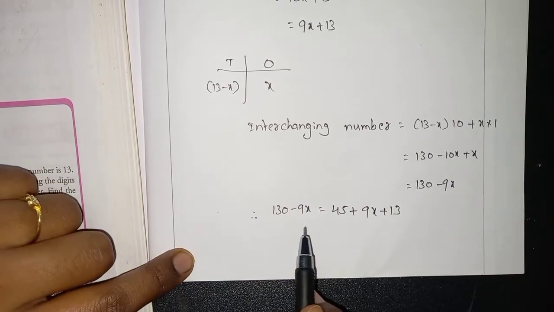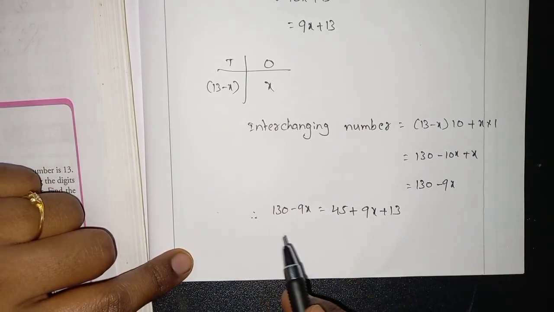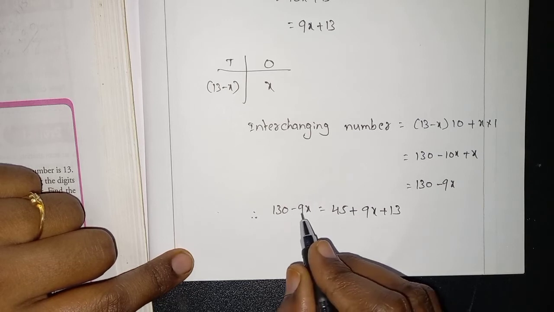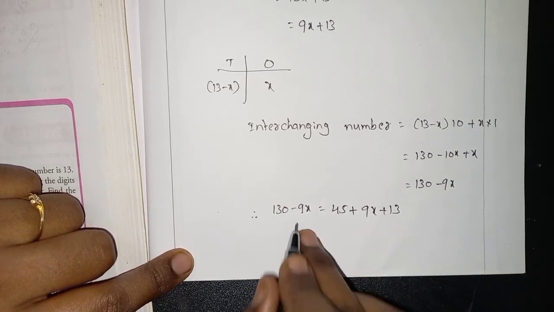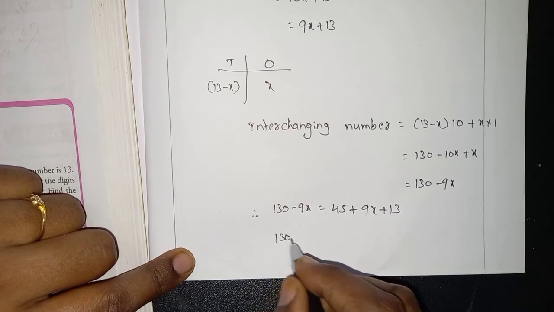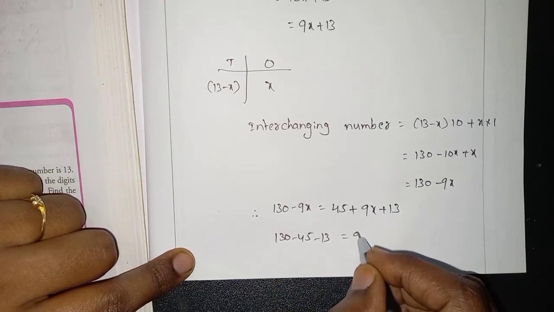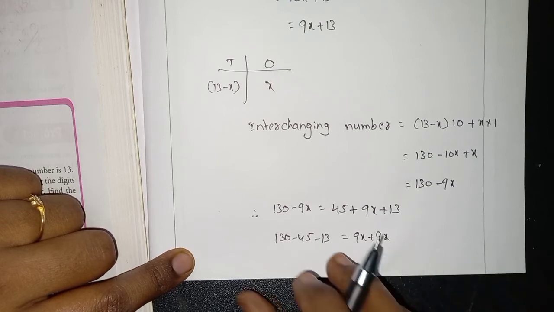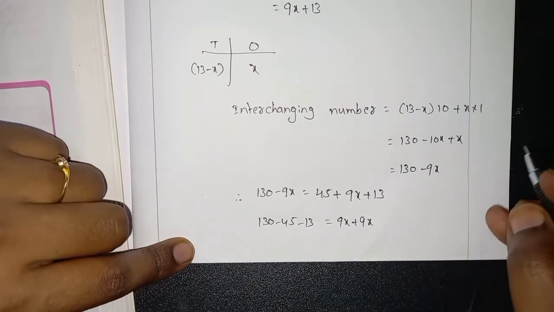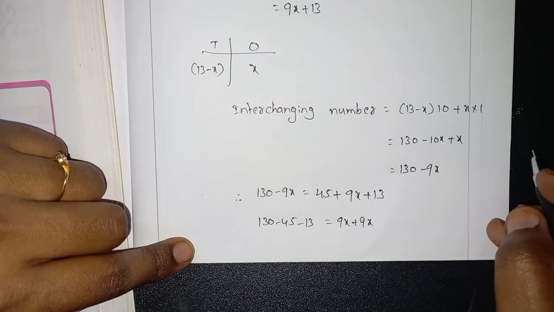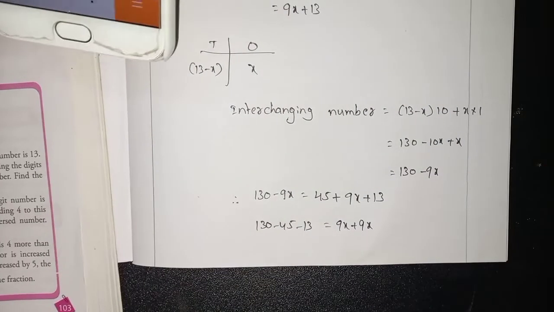Now, bring x's on one side and numbers on the other side. I am taking 9x onto this side so that we will get a positive number. 130 minus 45 minus 13 is equal to 9x plus 9x. So, let us subtract it. What's the value of this?